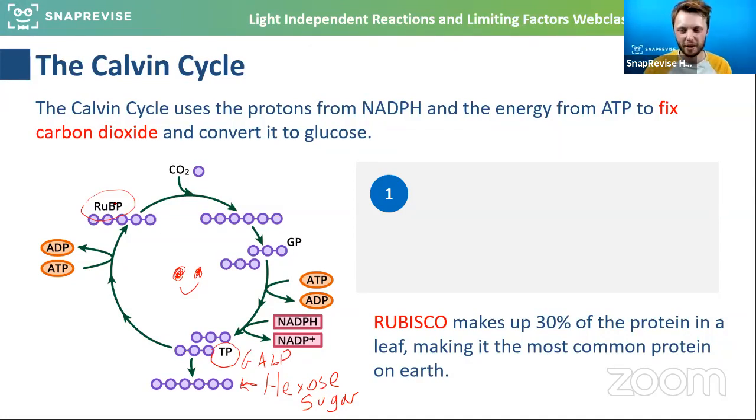So RUBP is just a molecule made of 5 carbons. So these little purple things that you can see, which I'm sort of slightly colouring in, these are meant to be carbon atoms. I hope someone liked that. So these little guys here, these are carbon atoms.